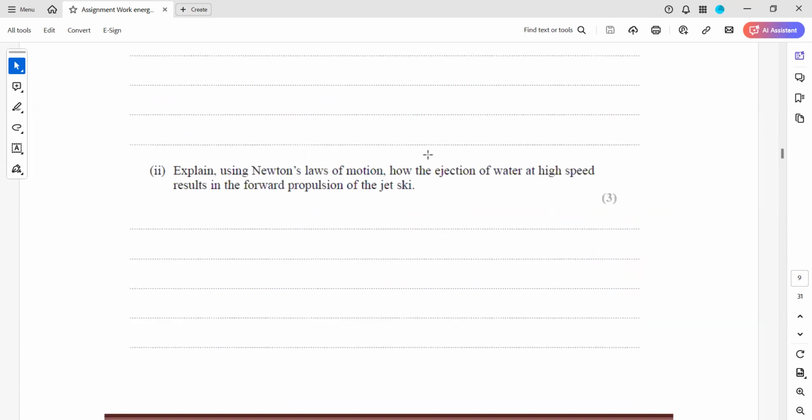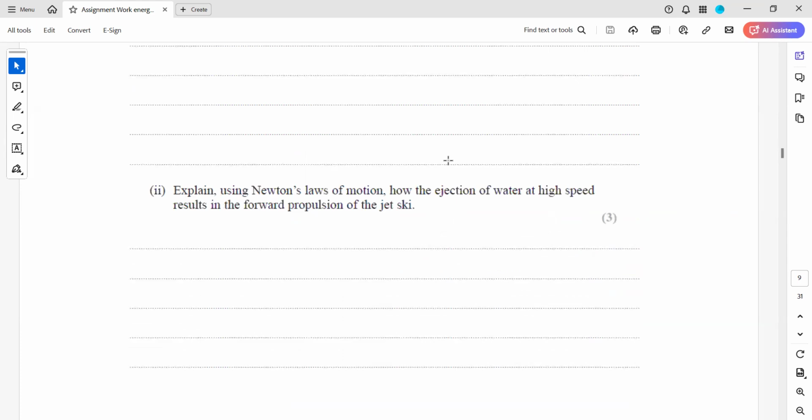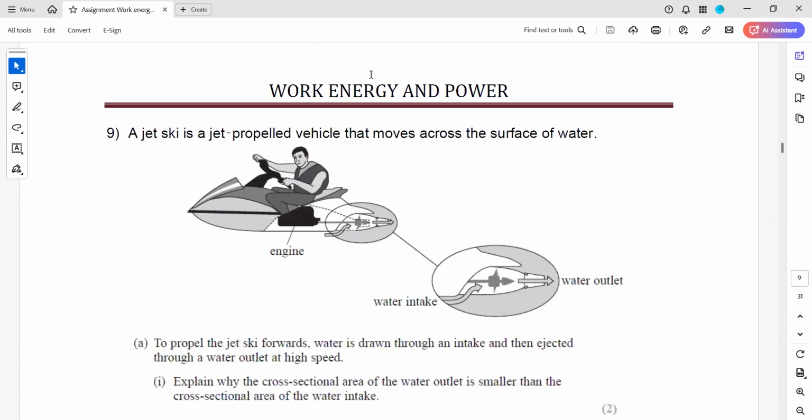Using Newton's laws of motion, how does the ejection of water at high speed result in a forward propulsion of a jet ski? So this is the same thing. Just now I explained the idea of what will happen. According to Newton's pair of forces, when the water is pushed out, the water will apply an equal but opposite force.